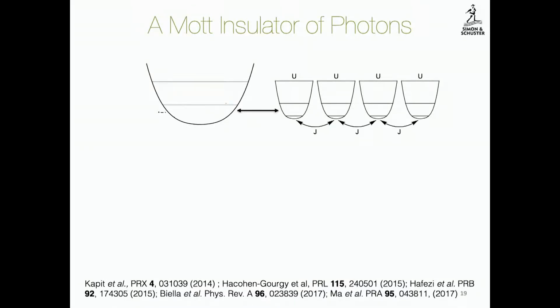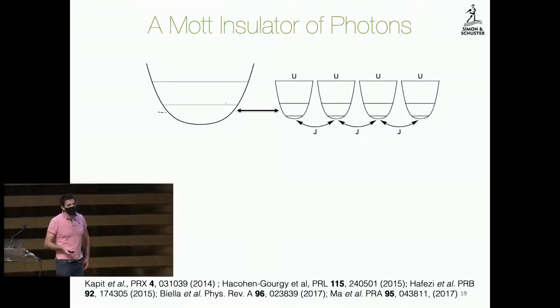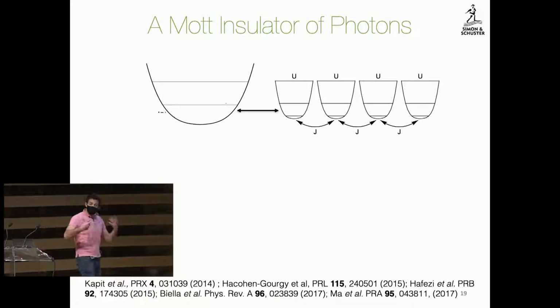So if you want to make a Mott insulator in this system, remember we can't do this superfluid Mott insulator transition where we vary the depth of the lattice. And anyway, the natural resource for us is really not a Bose-Einstein condensate, so that kind of an approach wouldn't really make sense. So how do we make a Mott insulator of photons?